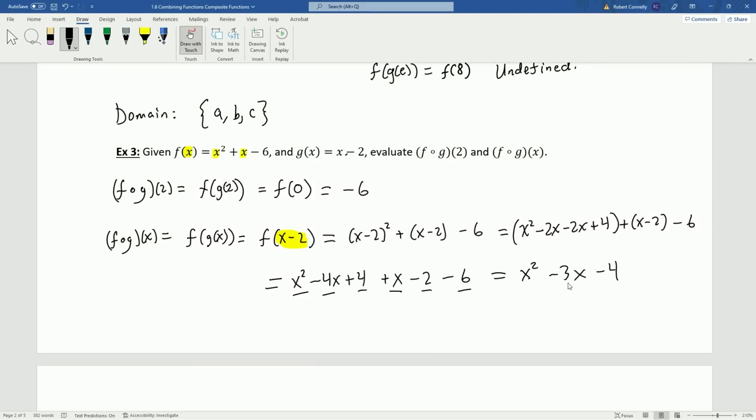And of course, if you plug in the value 2 into this function, what should you expect to get? 4 minus 6 minus 4. So 4 minus 6 is negative 2. Minus 4 is negative 6. That's exactly what we would expect. So it's a little more work to find the general composed function. But of course, if you had to do many computations involving this function, in the end it would save you time versus computing each one separately.